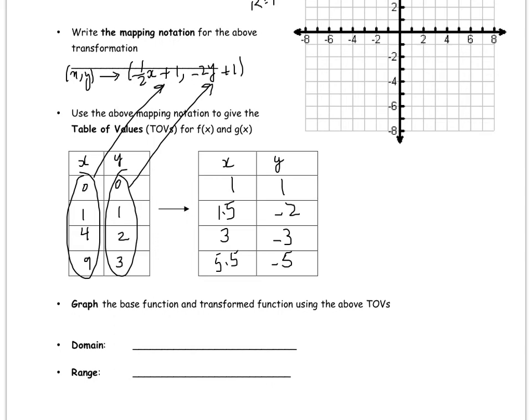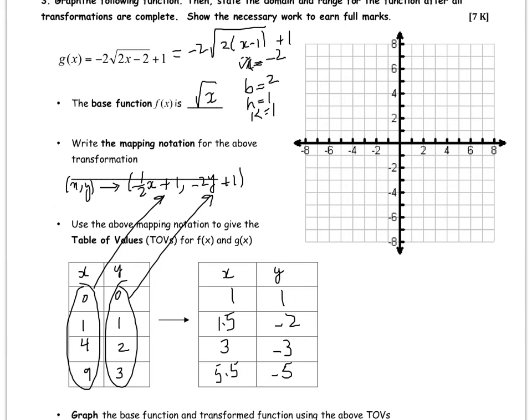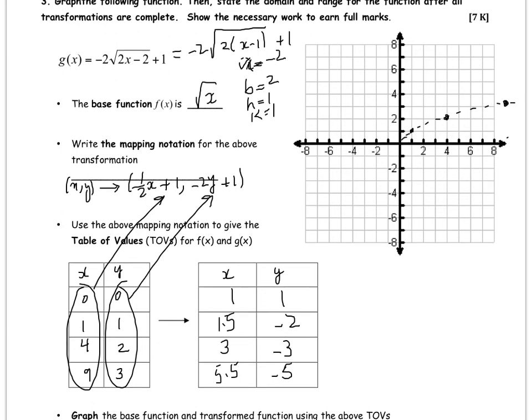Now we have to graph these two functions using the table of values. I'm going to go ahead and plot the base function first. When x is 0, y is 0, so it's going to be this point. When x is 1, y is 1, which is going to be this point. When x is 4, y is 2, which is going to be this point. When x is 9, which is off the graph, y is 3, which is going to be somewhere around this point. So my base function is going to look like the dotted line which I have plotted here.